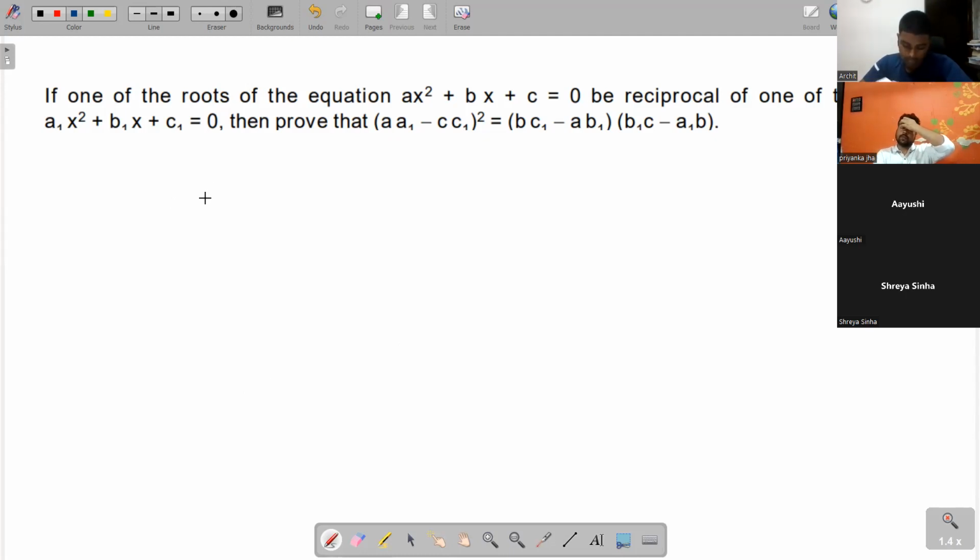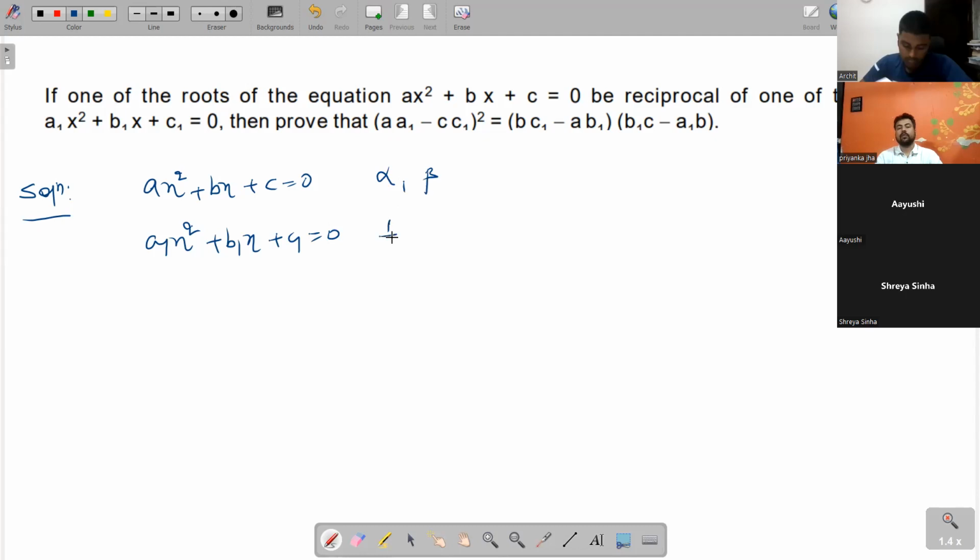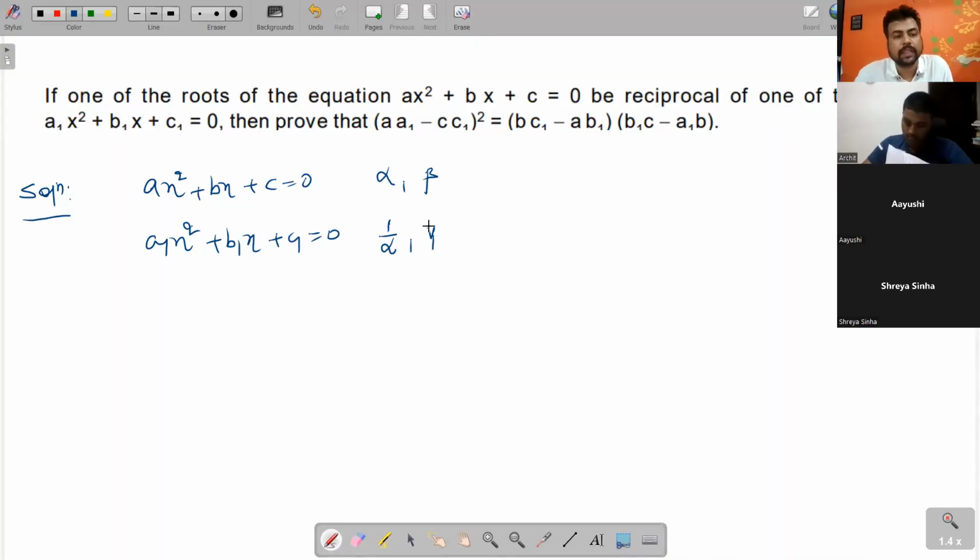Okay, did you understand how to solve this? See, the question says that if one of the roots of the equation ax squared plus bx plus c equal to 0 is the reciprocal of one of the roots of the other equation. Suppose this equation has roots alpha and beta, and the other equation has roots 1 by alpha and another. So the root of one equation is the reciprocal of one root of the other.